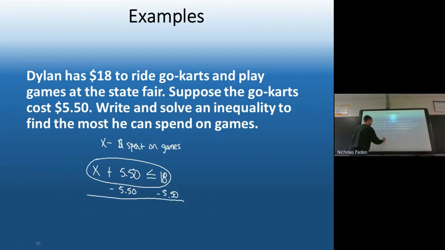And that's going to get us x is less than or equal to $12.50. So make sure I see the solution set and I see the inequality that you have written.